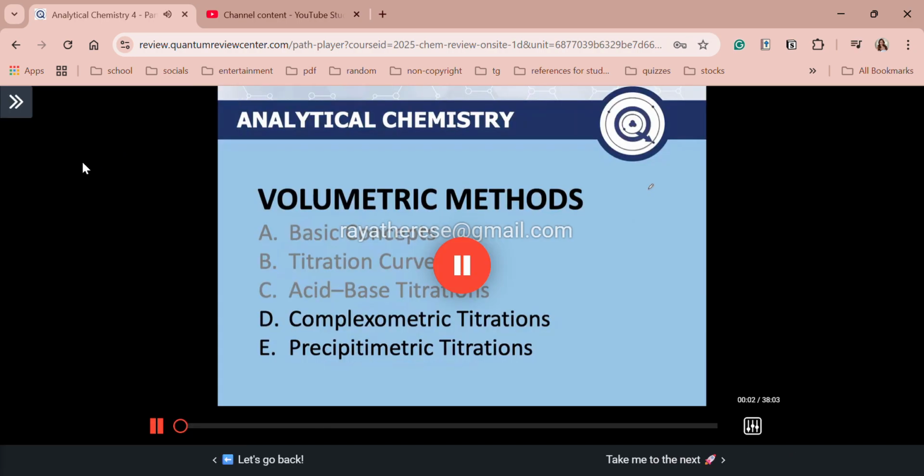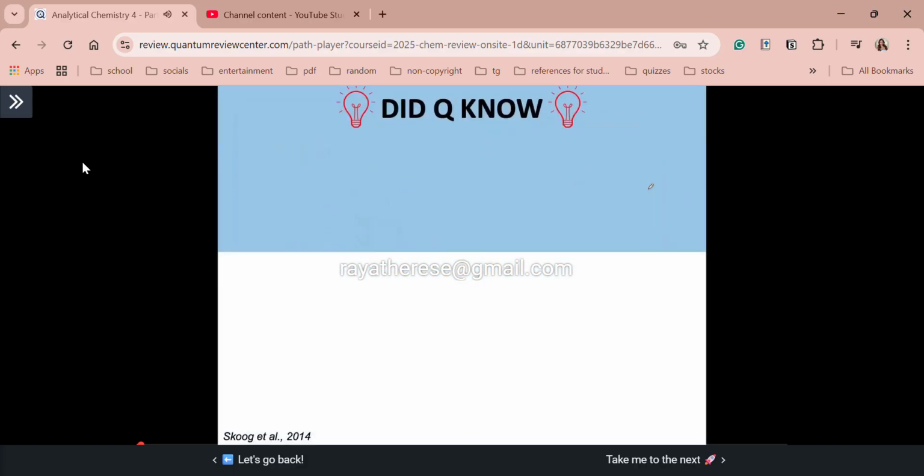So, doon na class tayo with the first three parts. Medyo mahaba talaga yung acid base kasi this comprises a lot of titration methods talaga. And now, we move on to class 2, complexometric and precipitometric titrations. So, slide muna tayo.